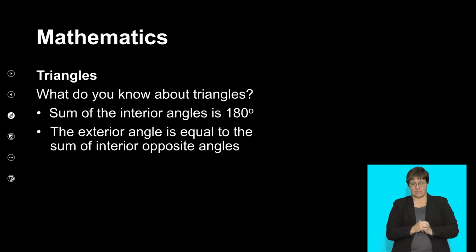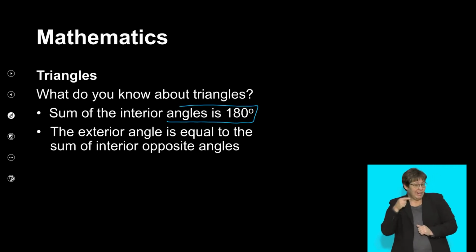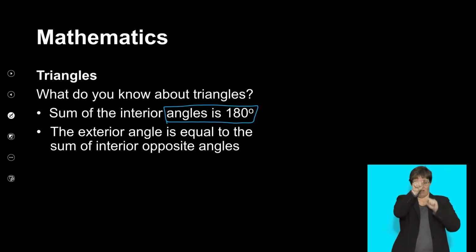Now let's do what is the real thing about the triangle, right? We know that the triangle has a sum of angles internally, so the interior angles add up to 180 degrees, whereas the exterior angle is equal to the sum of the interior opposite angles.